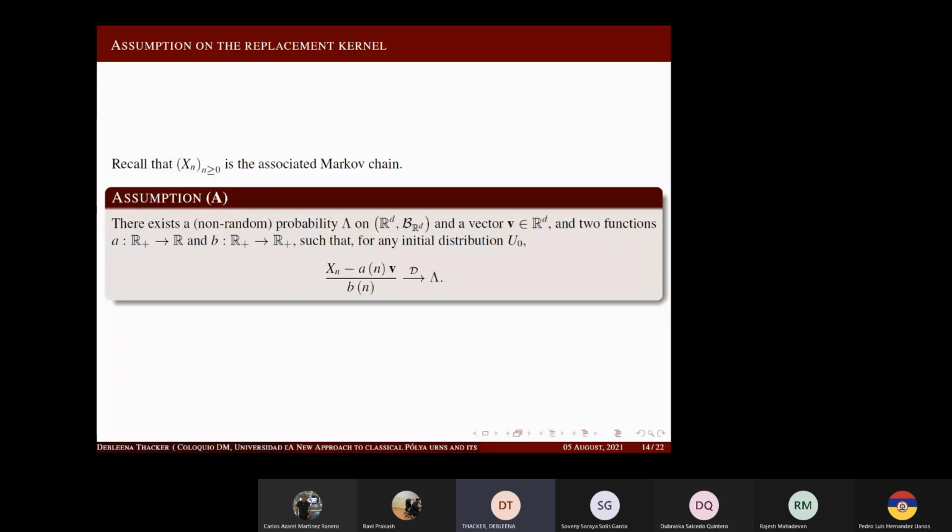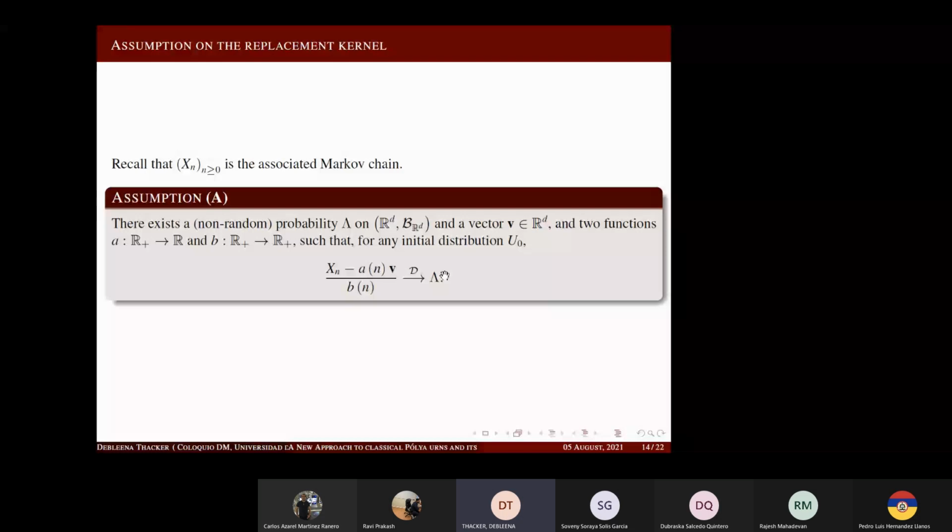Basically, this is an ergodicity assumption. What we are saying is that there exists some non-random probability measure lambda, and some centering of An and scaling of Bn, such that the associated Markov chain Xn, with the centering of An and scaling of Bn, converges weakly to this lambda. For example, you can think that Xn is a random walk. If it has some finite variance, then we know this is a central limit theorem. Or if our associated Markov chain is, say, irreducible, aperiodic, positive recurrent, then we know that with A equals 0 and B equals 1, this Xn will converge to the stationary distribution. So these are some of the examples.